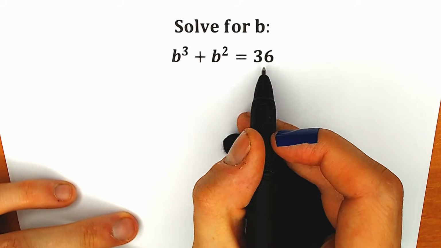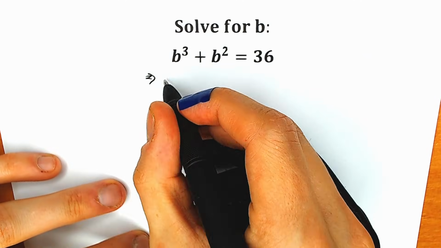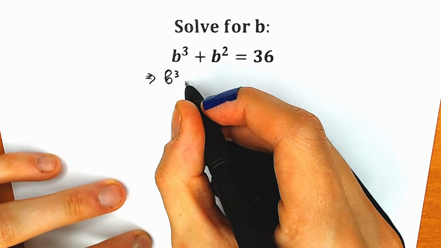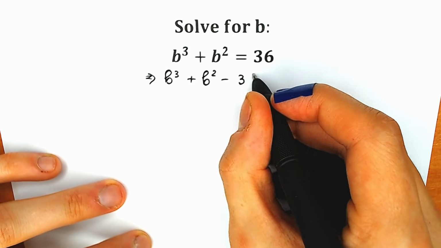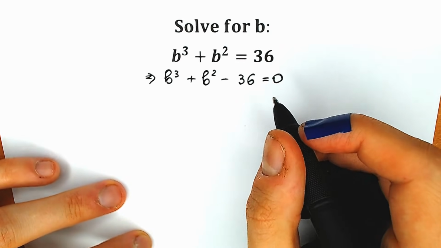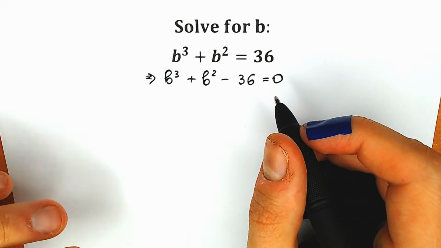So first of all, let's move the 36 to the left side, okay? This is our first step. As a result, what do we have? We have b cubed plus b squared minus 36 equal to 0. Right now, there are a lot of ways how we can solve this cubic equation, but I'm going to show you this one. I really like this method.